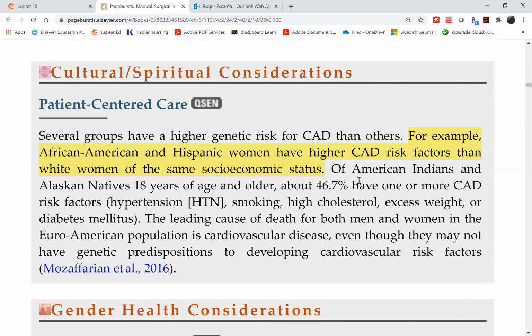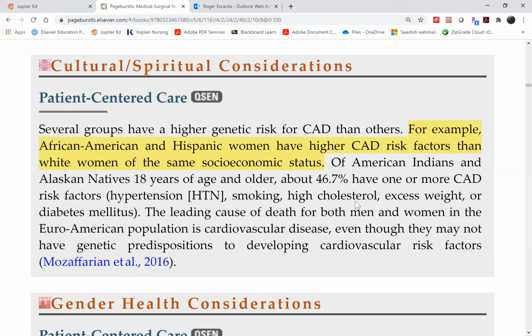For ethnicity, this is patient-centered care. There are certain demographics that are more affected, just like hypertension and diabetes. Please read that on your own.